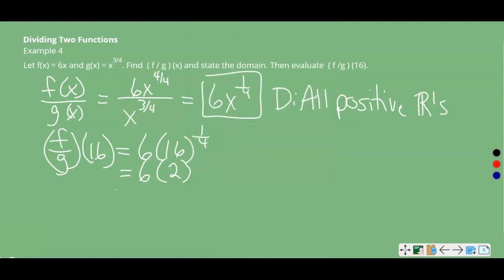All right, so 6 times 2 is 12. So again, if you graphed this function, 6x to the 1/4 power, you would find (16, 12) would be a point on that graph.